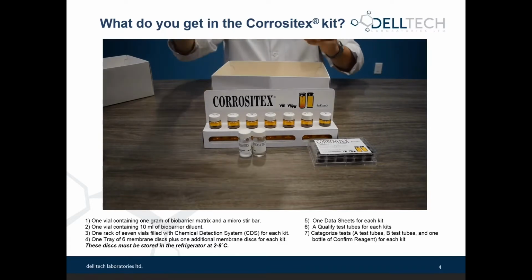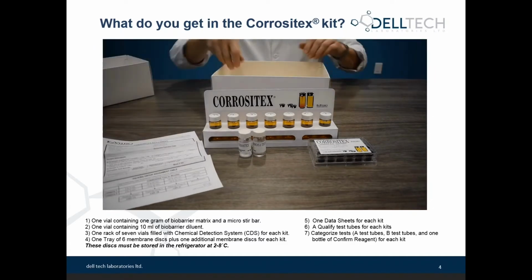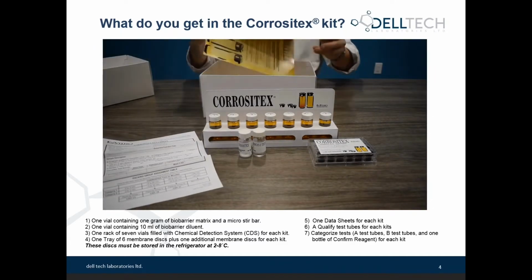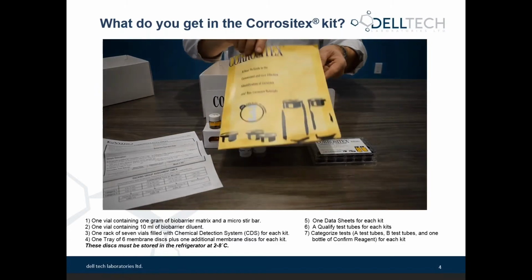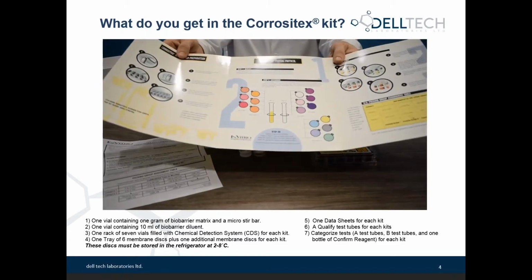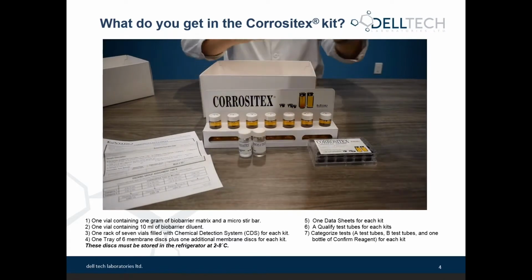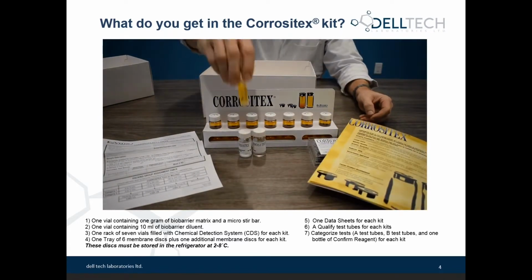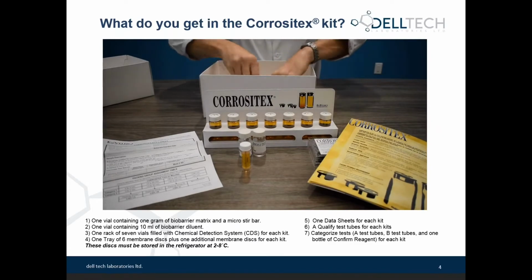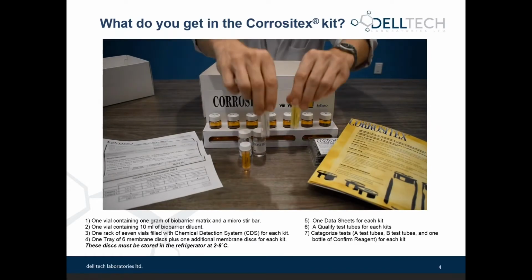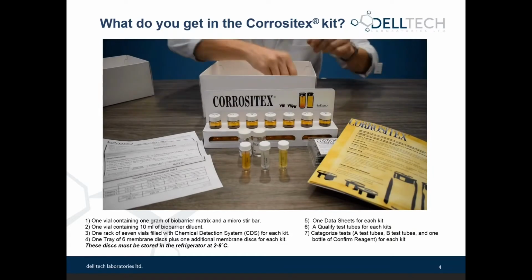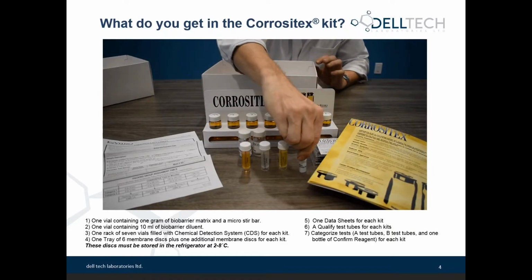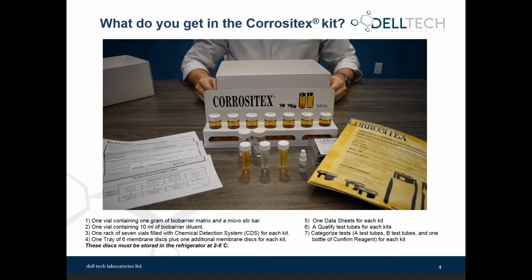It also comes with a data sheet to record your observations and your test times, and a brochure that you use for the qualification and categorization steps that we'll discuss in the upcoming slides. It also comes with a qualification tube to see if your sample is appropriate for this method, 2 categorization tubes that help you define what the time cutoffs are for your sample, and a confirmation tube for products that don't trigger a color change in the categorization step.